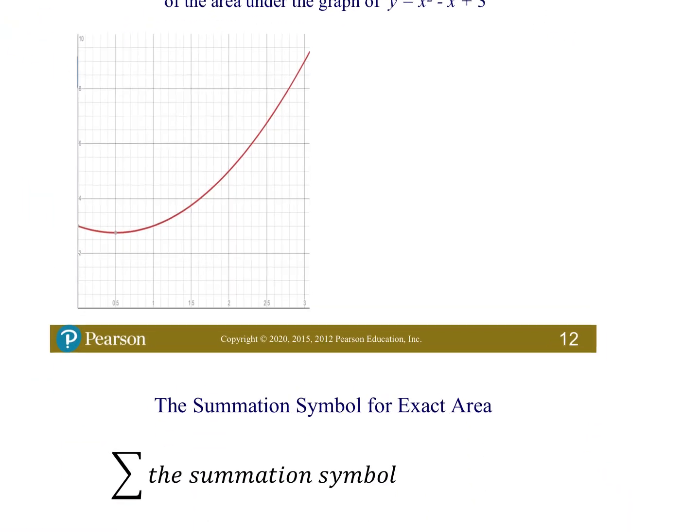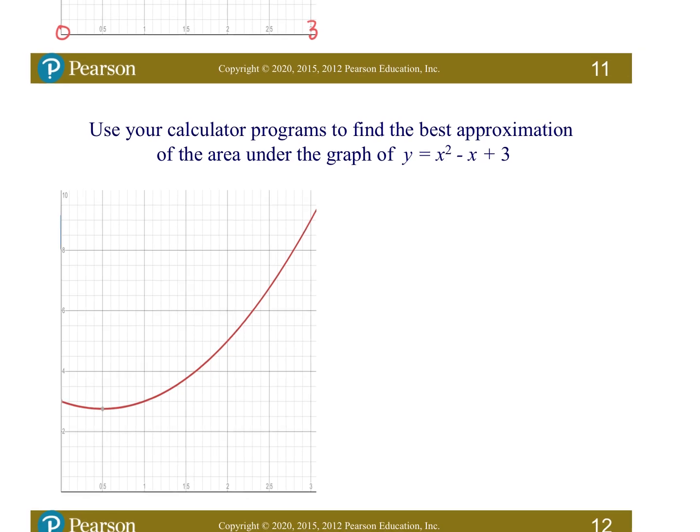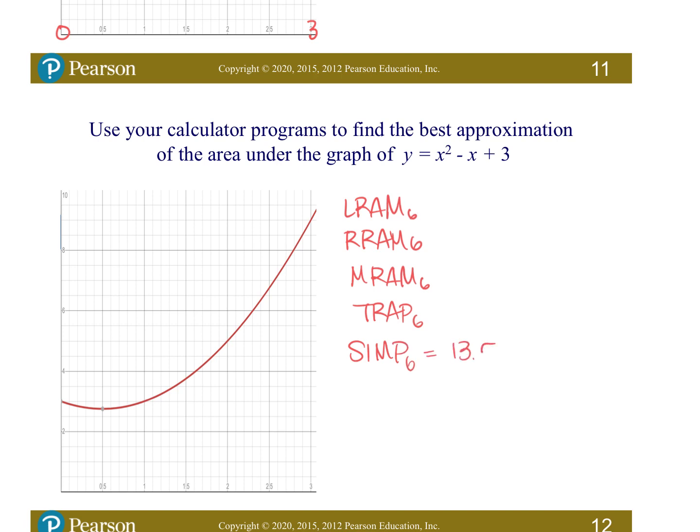All right, so our last slide of this graphing thing that we're going to talk about: which calculator program would be the best for area? Let's quickly compare all the programs we have, just to put this all together. I would like an LRAM 6, an RRAM 6, an MRAM 6, a TRAP 6, and I remember the answer for Simp 6 we just did was 13.5. TRAP 6, I think I remember a 13.625 or something. You guys will have to correct me on that.